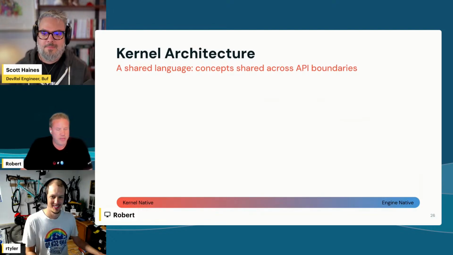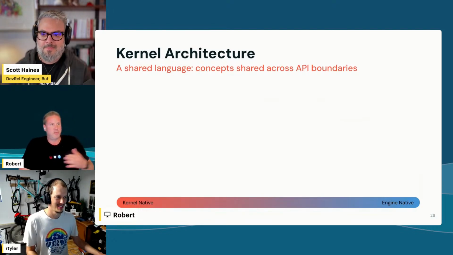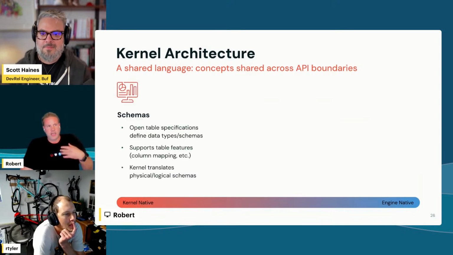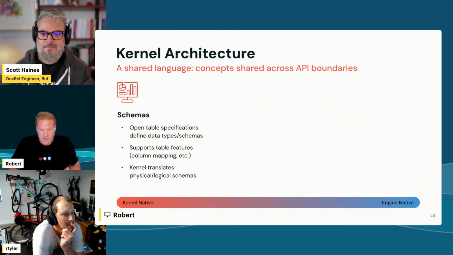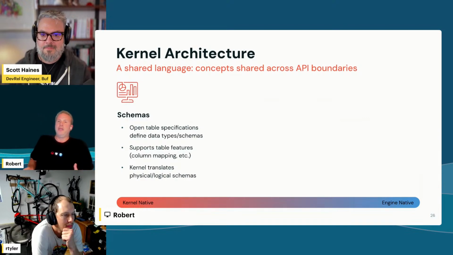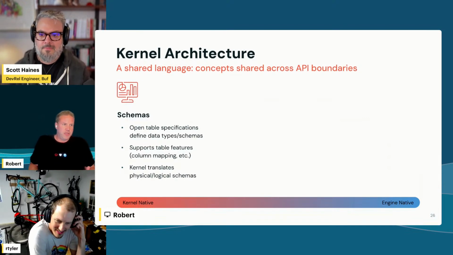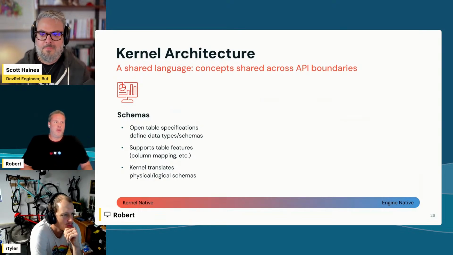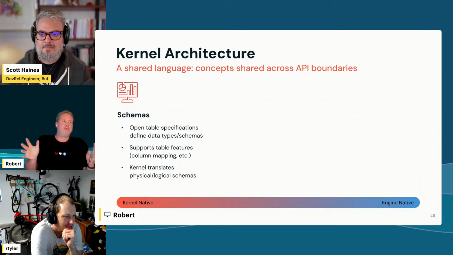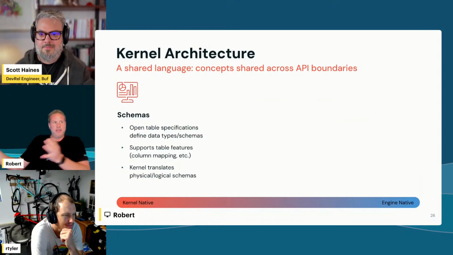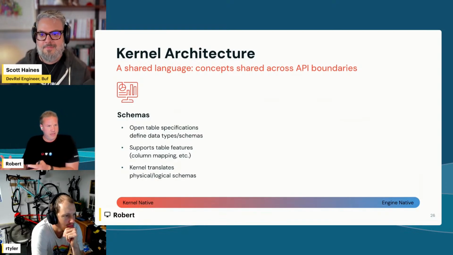So there are a couple of things that we need to communicate across the boundary between the engine and the kernel. The first thing is schemas. Table formats have a strong opinion about what data types are supported, what features they support. So all of this is kernel native. Kernel says, this is how I represent a schema, and you, engine, need to learn how to understand this.